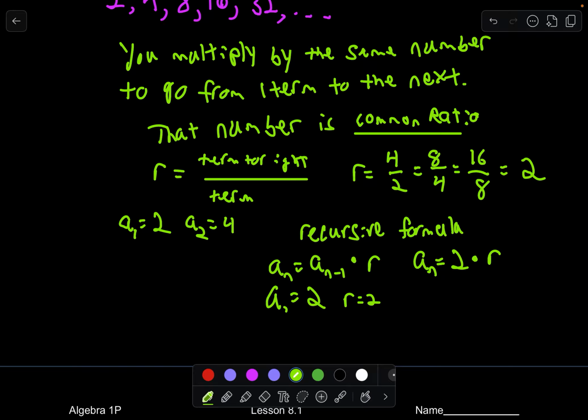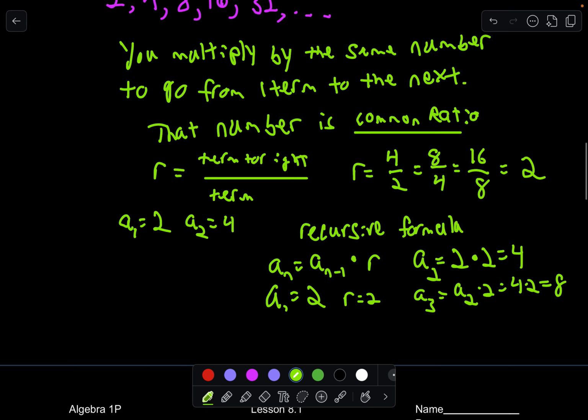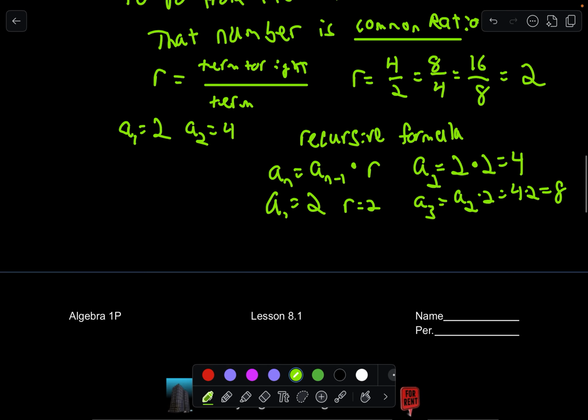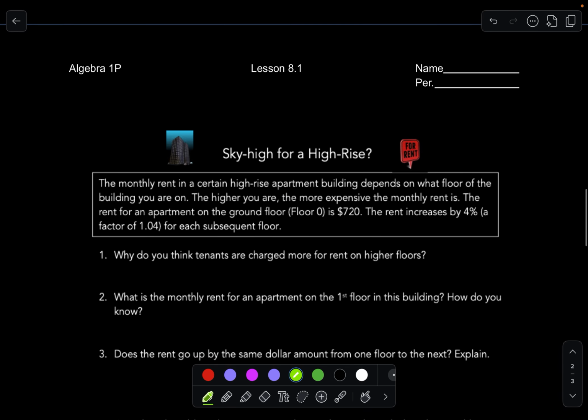I should say A sub 2, the second term, will just be 2 times the first term, which is 2, so that'd be 2 times 2, which equals 4. A sub 3 would equal A sub 2 times 2, that's 4 times 2, which is 8, and so forth. That's how a recursive formula works. You build off of what you previously solved for, okay? So now with that review, let's look into this.